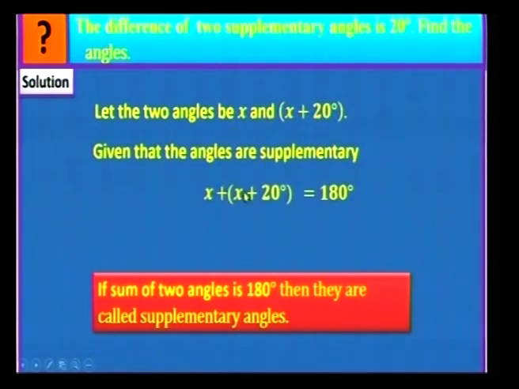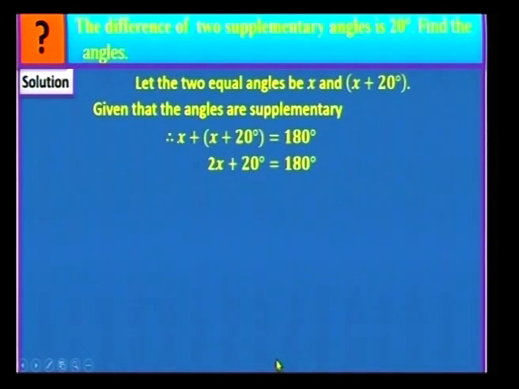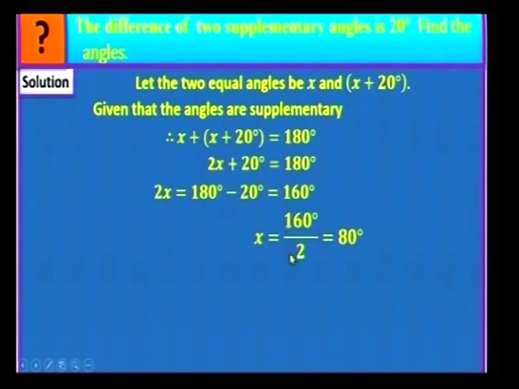x plus x plus 20 is 180 degrees. So x plus x is 2x, so we get 2x plus 20 degrees equal to 180 degrees. Now we'll send this 20 to the right hand side. What do you get? 2x is 180 minus 20 degrees, which is 160. Now what is the value of x then? Yes, 160 by 2. Now cancelling with 2, we get 80 degrees.